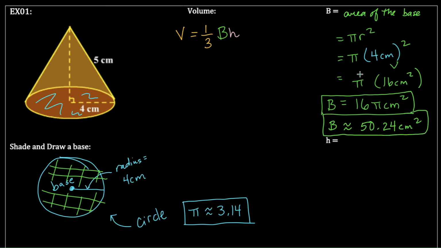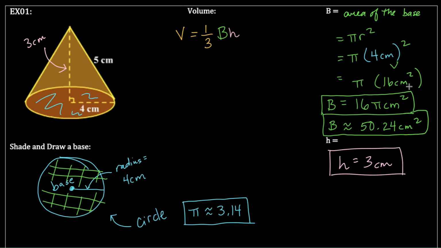Okay, the height is right here. Oh wait, I didn't label the height. I almost made that mistake. I forgot to write it in because usually you won't have to calculate it. You could do it using the Pythagorean theorem, a squared plus b squared equals c squared. But I'm just going to give it to you: 3 centimeters. So our height is 3 centimeters.